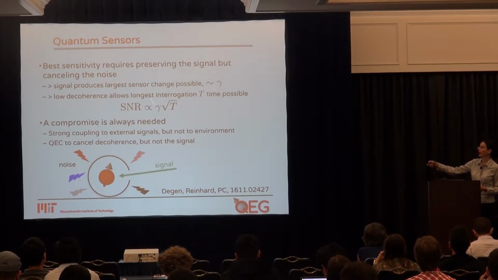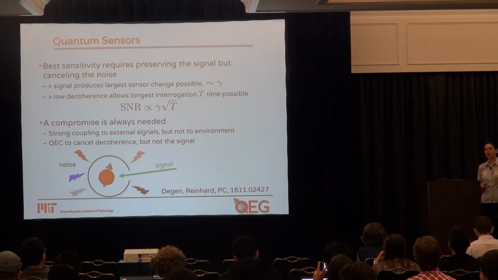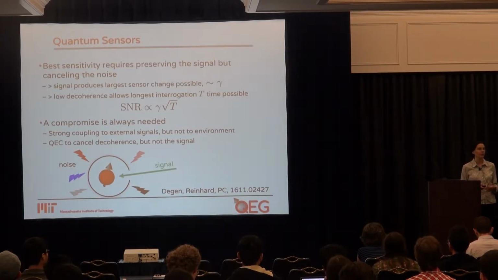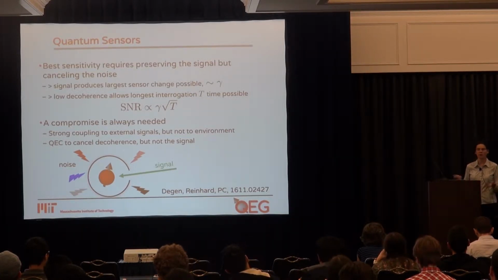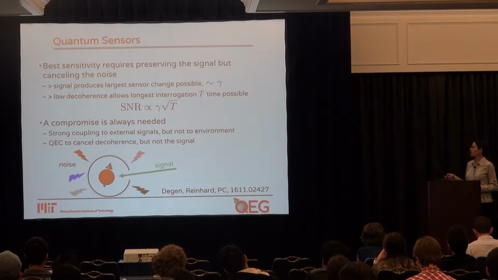sensor proportional to the coupling to the external signal and to the square root of the time that we are measuring. If we had something like a quantum behavior, here I would have proportionality to just the time, not square root of time. So here I'm not even asking it to be really, profoundly quantum. In general, what I need is always a compromise.